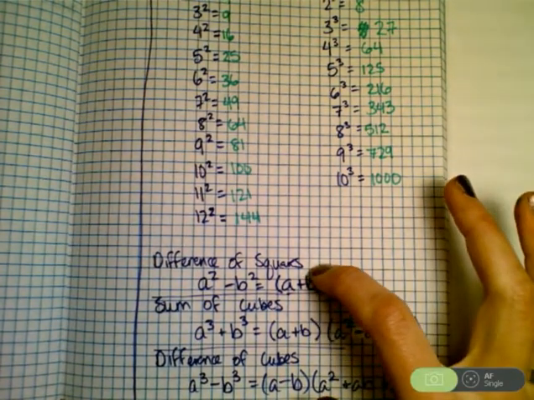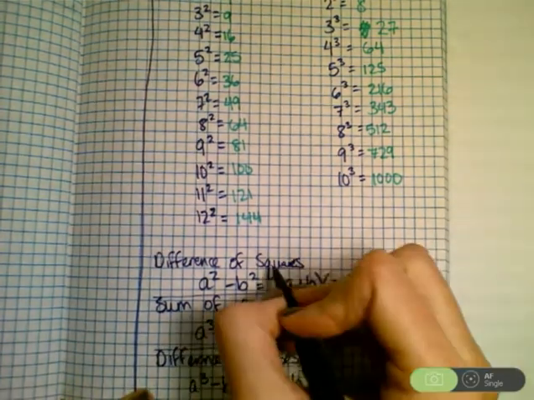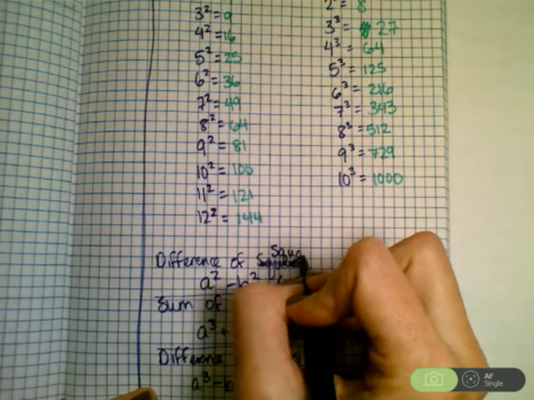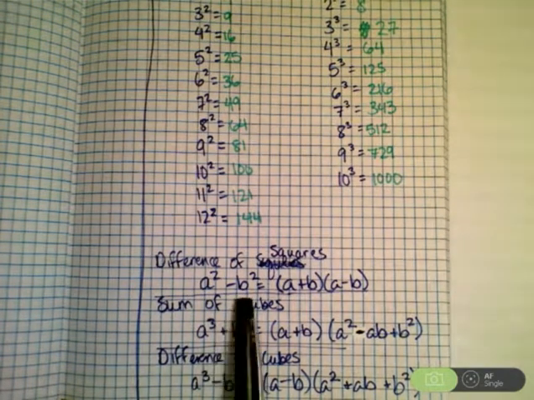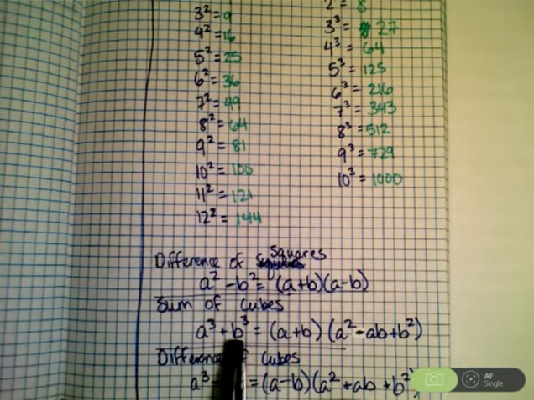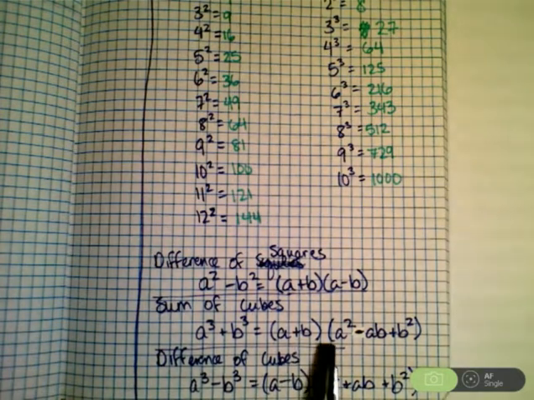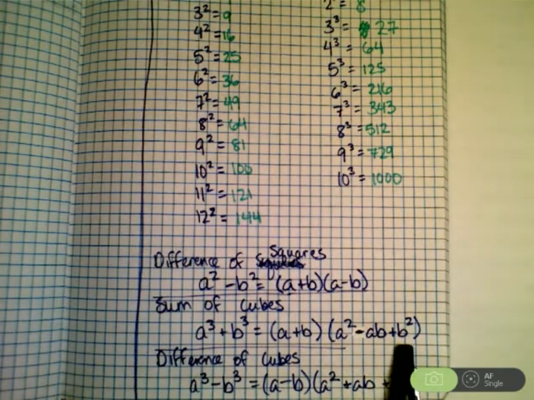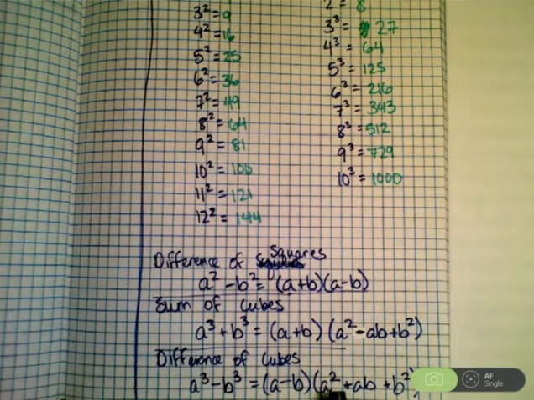And that is the difference of squares. I realize that's a little bit hard to read. S-Q-U-A-R-E-S. There we go. Difference of squares, which says a squared minus b squared equals a plus b times a minus b. The sum of cubes: a cubed plus b cubed equals a plus b times a squared minus ab plus b squared. And finally, the difference of cubes: a cubed minus b cubed is a minus b times a squared plus ab plus b squared.